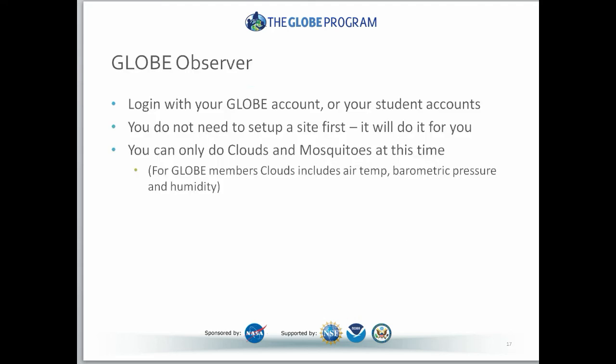The other option that you can use to put data into Globe that's associated with your school, as I mentioned before, is the Globe Observer app. You can log in with your Globe account, or your students can with their student accounts. On Globe Observer, you don't need to set up a site first. We do it automatically for you. As I mentioned, you can do clouds and mosquitoes, and in the very near future, land cover. Globe members also have the ability to add air temperature, barometric pressure, and humidity if desired.